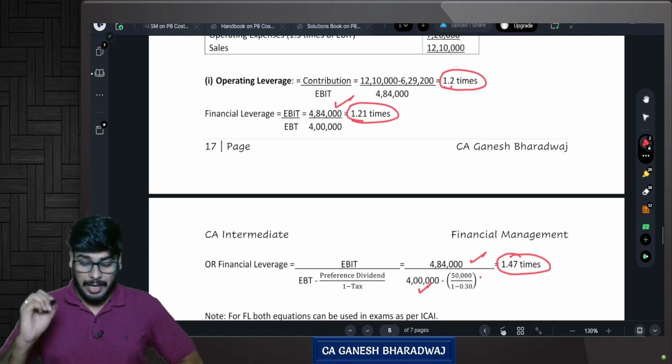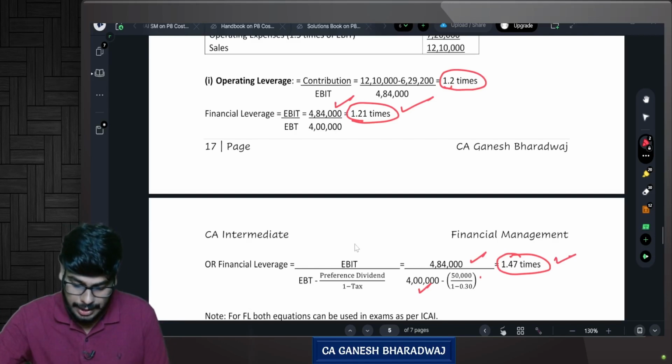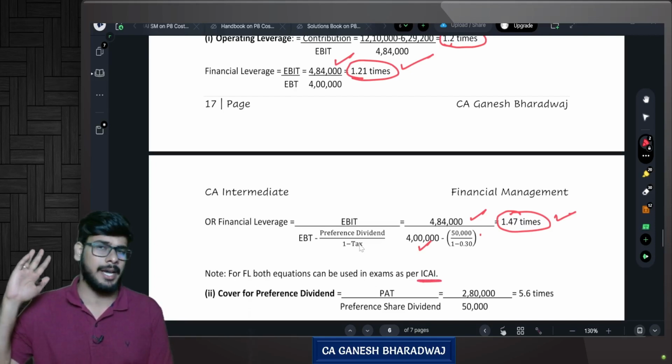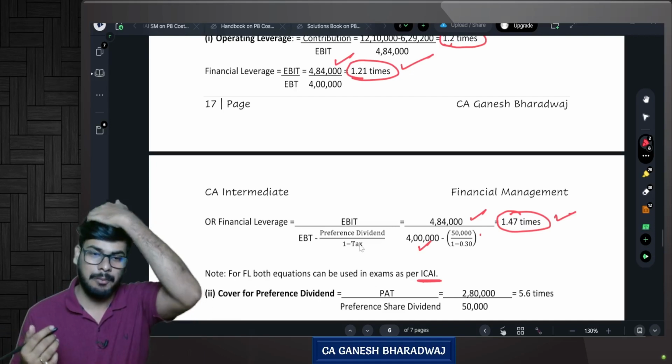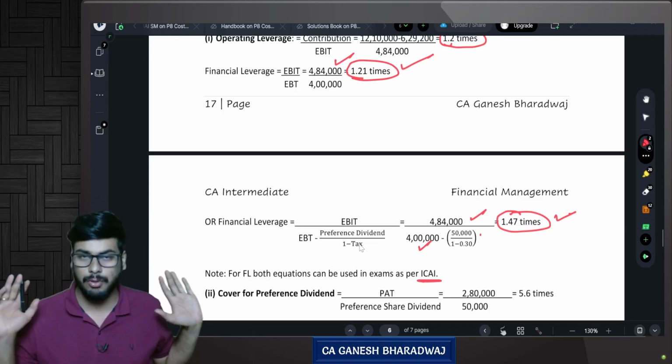So, sir, financial leverage, is it 1.21 or is it 1.47? Look at this. That's why I've written out. For financial leverage, both the equations can be used in exams as per ICAI. Are you clear with this? So you can use any one of these two, or preferably, to play it safe, you can write both these formulas and put it there.